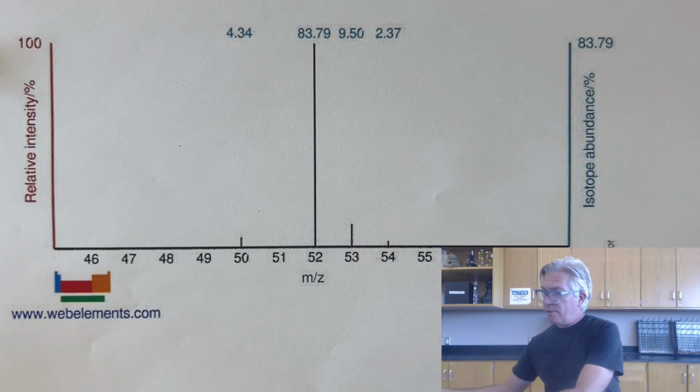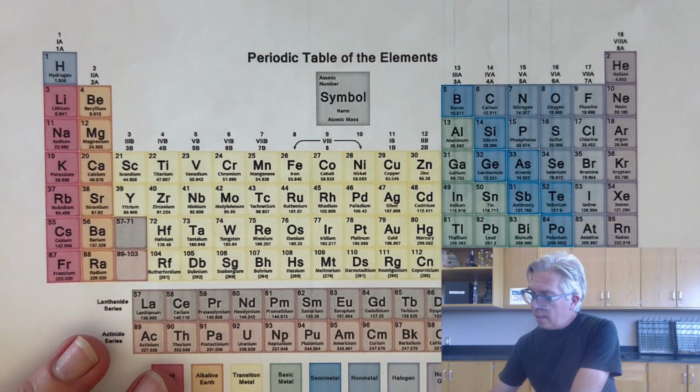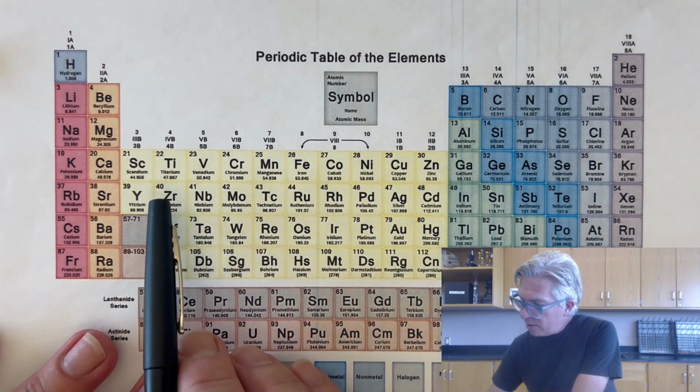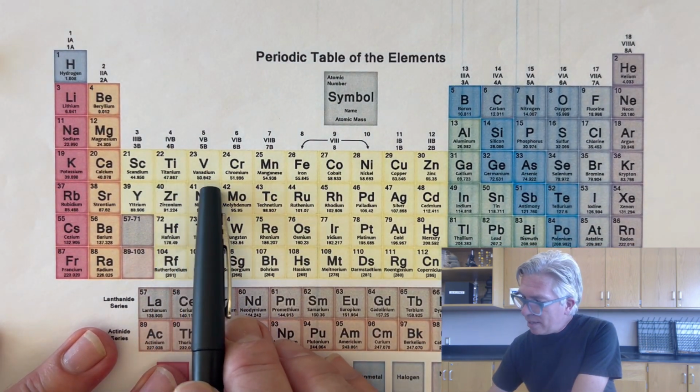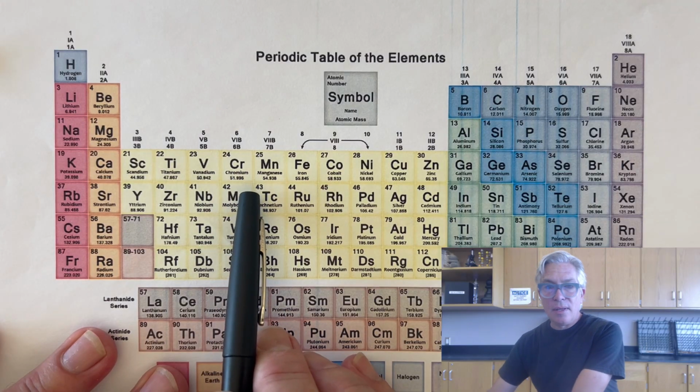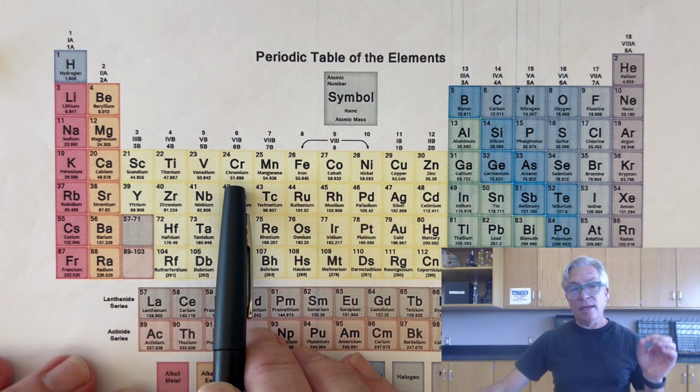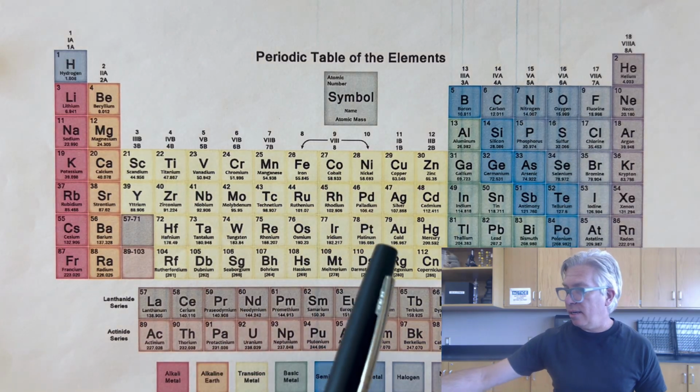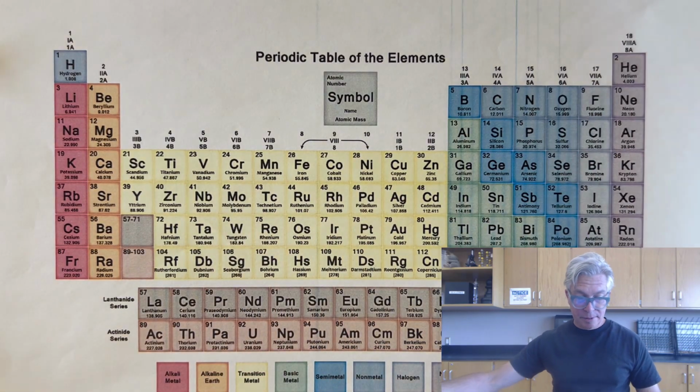Okay, so you're going to scan your periodic table for something very close to 52. And in this case, I'm like 47, 51. Here's 51.996. That one is very close to 52. And so my guess is that that is the mass spectrum for chromium. Let's try another one. Here's another one.